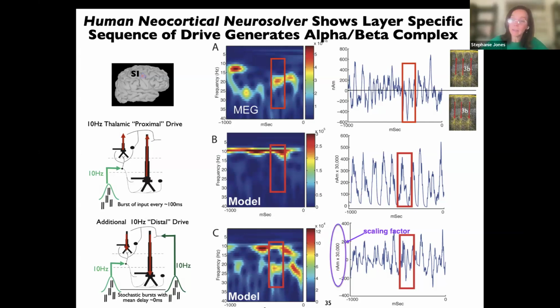Again, we have a scaling factor here. One of the important things about our alpha beta simulation, this is sub-threshold. I am not driving these cells to spike.